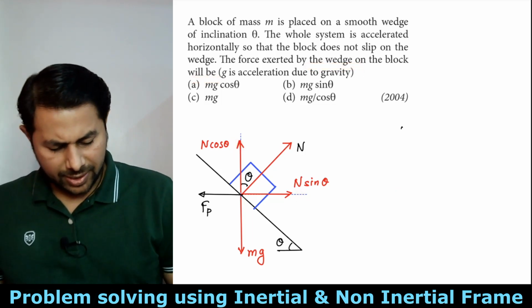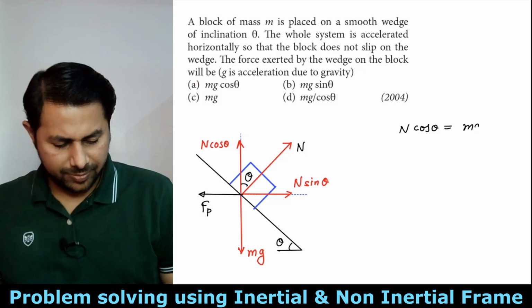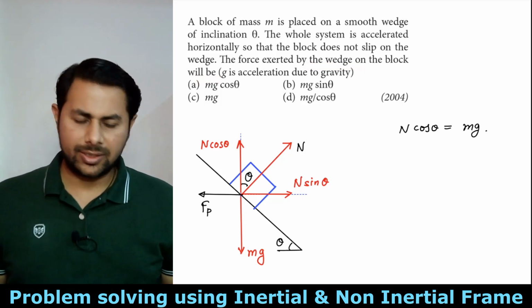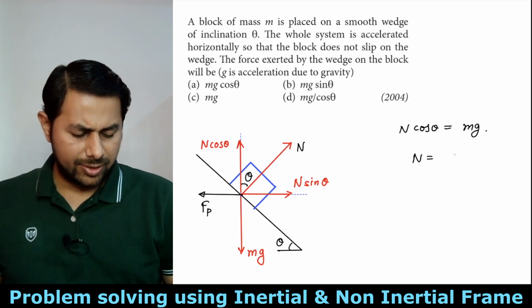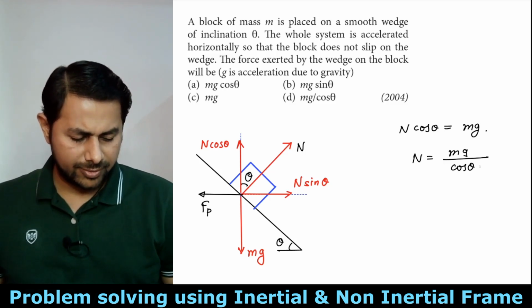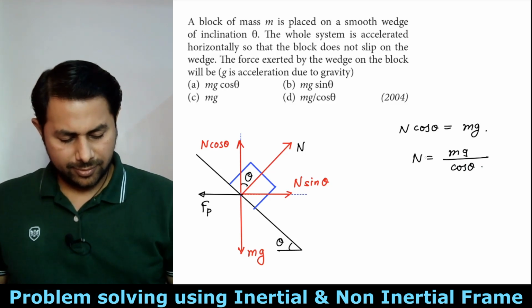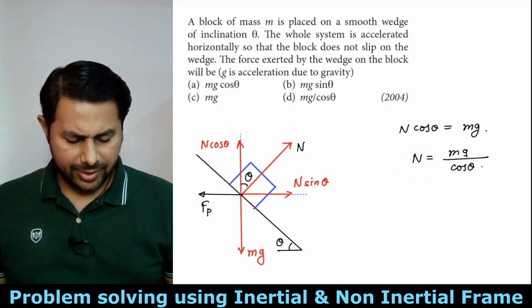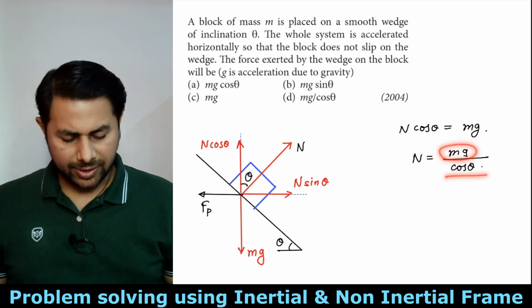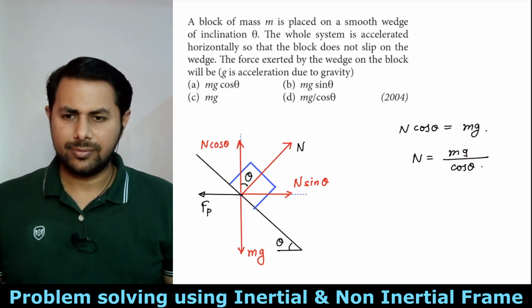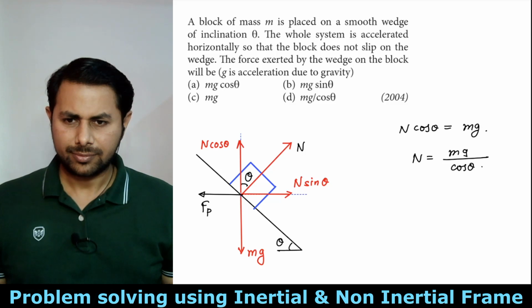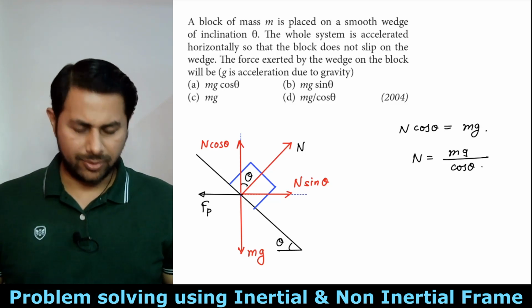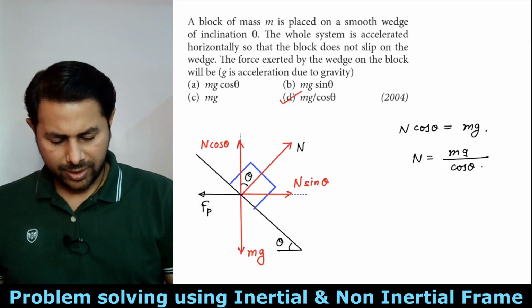So here you can just say that N cos theta is equal to mg, right? N cos theta is equal to mg, and therefore what will be N? It is just mg divided by cos theta. That's it. You want the force exerted by the wedge on the block, so that is the normal reaction. What is the normal reaction? It is just the weight divided by cos theta. This thing is clear. Everyone? Indusha, is it clear? Yes, sir. Okay, good. So that's why the answer is option D.